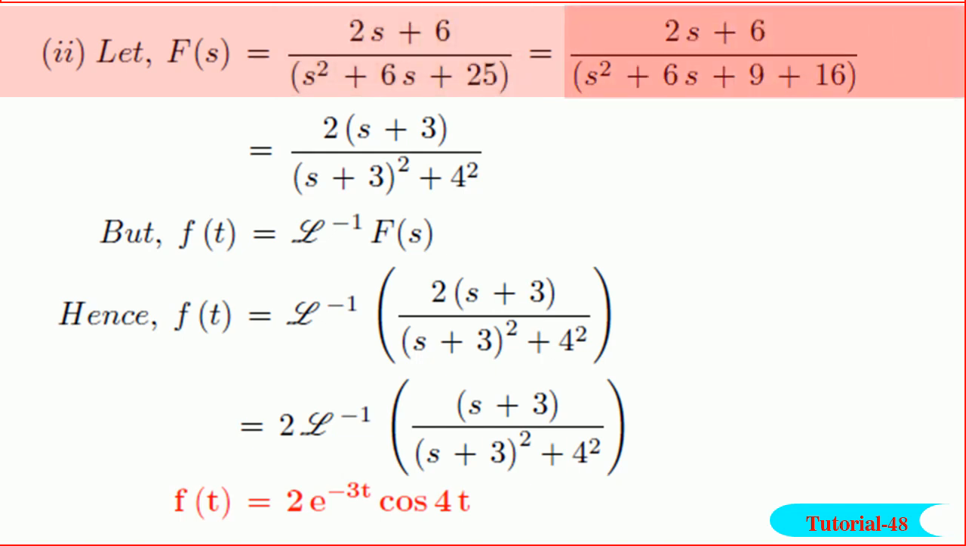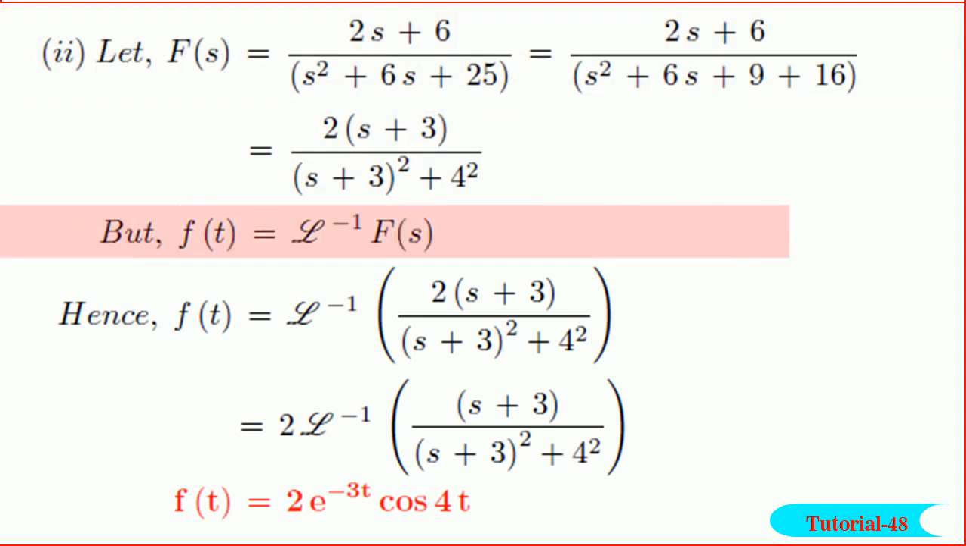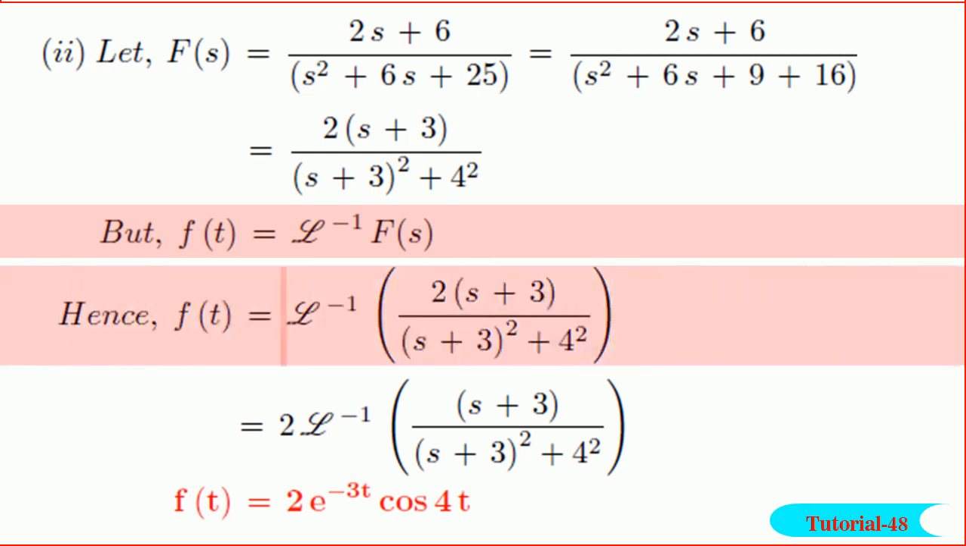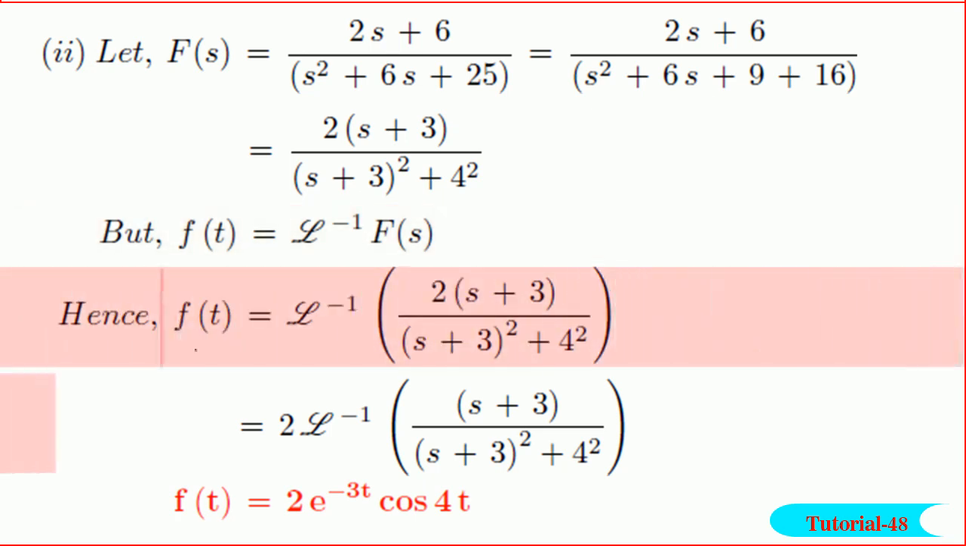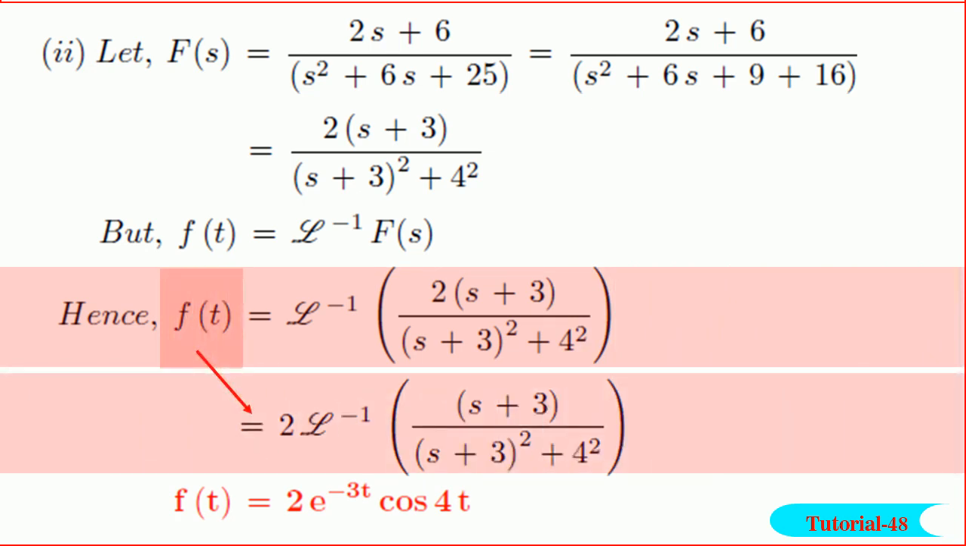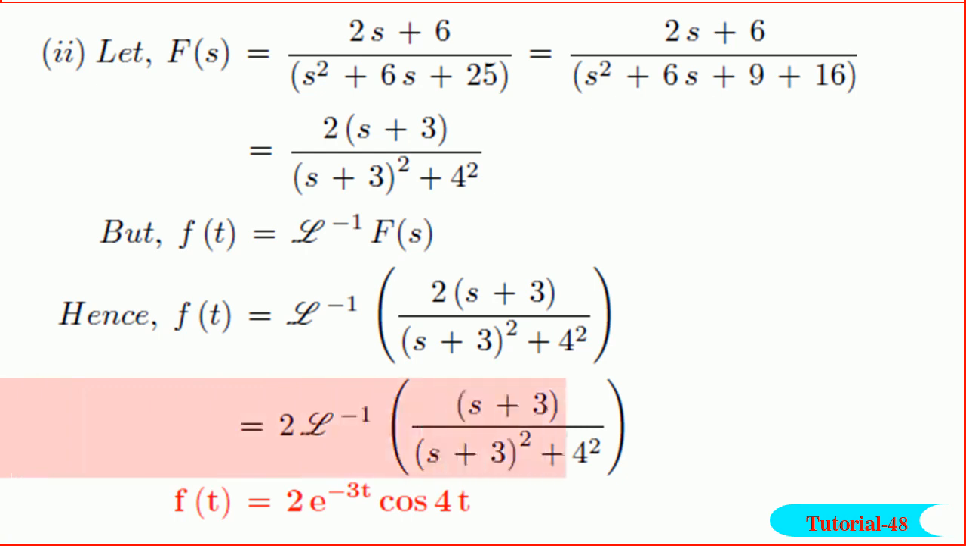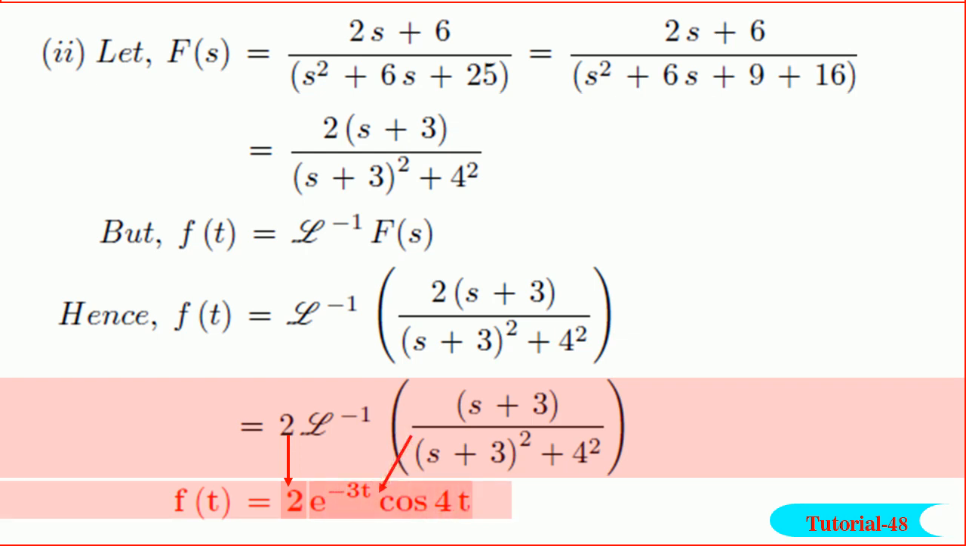By rearranging the numerator and the denominator polynomials, we get F(s) = 2 (s + 3) / ((s + 3)² + 4²). But f(t) is equal to the inverse Laplace transform of F(s). Hence, f(t) = L⁻¹ [2 (s + 3) / ((s + 3)² + 4²)]. This function f(t) can be written as f(t) = 2 L⁻¹ [(s + 3) / ((s + 3)² + 4²)]. By taking the inverse Laplace transforms, we get f(t) = 2 e^(-3t) cos 4t.